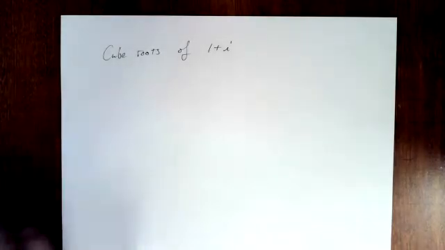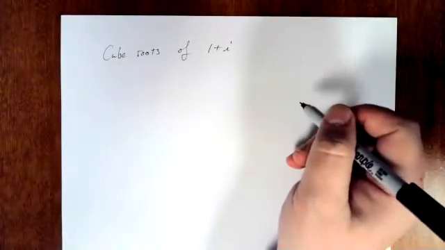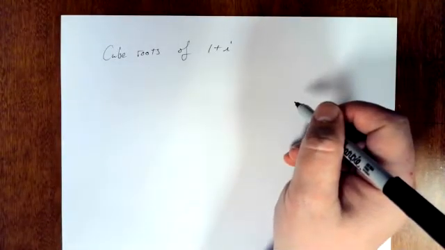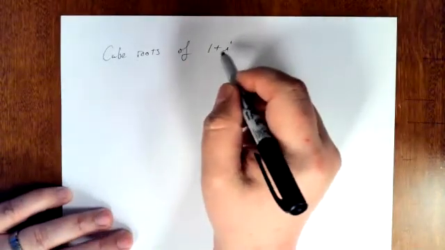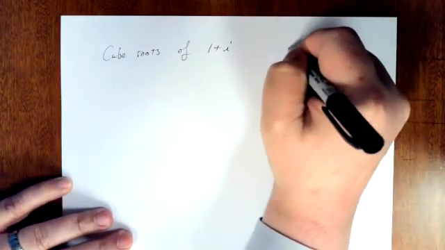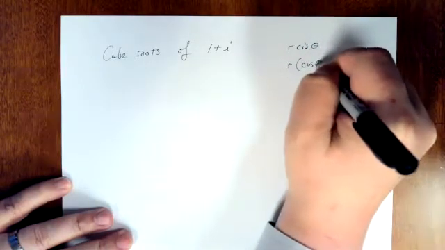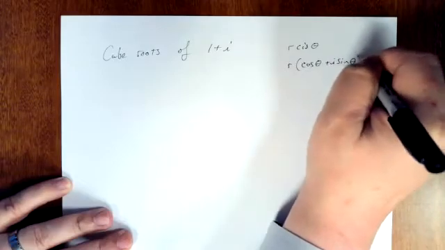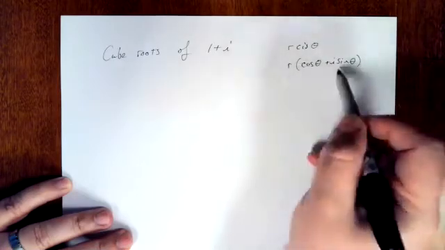Okay, so we're just going to find the cube roots of 1 plus i. The way we're going to do this is first you're going to have to turn this into polar form. Polar form is r cis theta, which is the same as r cosine theta plus i sine of theta. We have to get this into this form. So to do that, we have to find r and theta.